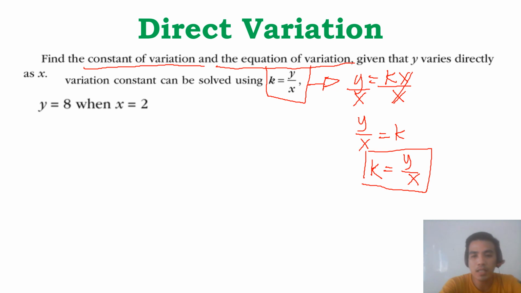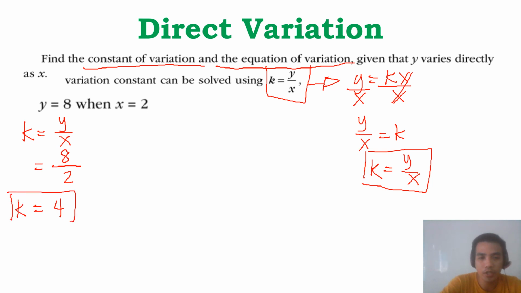Okay, let's have this example. If y is 8 when x is equal to 2, what is the constant of variation and what is the equation of variation? So first, solve for k. Isulat mo yung equation ng k or the formula y over x. And simply substitute the value of y and the value of x. y is 8 and x is 2. So we have 8 divided by 2 is 4. So we have the constant of variation of 4.